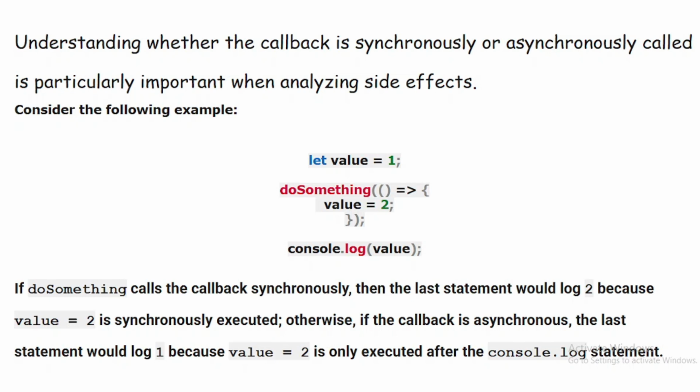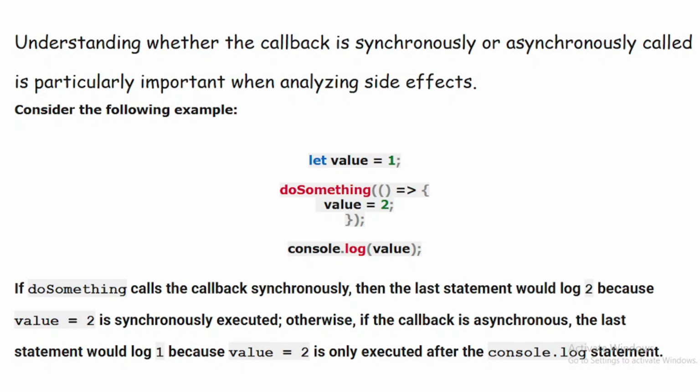Now consider this following example where we are initializing a value equal to 1. Inside the doSomething function we are changing the value to 2. We are using console.log to check the value. If doSomething calls the callback synchronously, then the last statement would log 2 because value equal to 2 is synchronously executed. Otherwise, if the callback is asynchronous, the last statement would log 1 because value equal to 2 is only executed after the console.log statement.